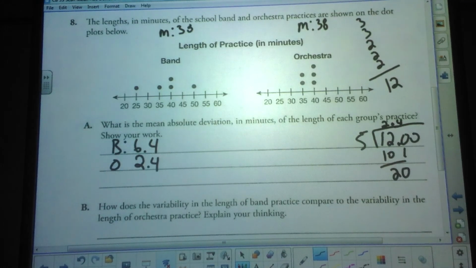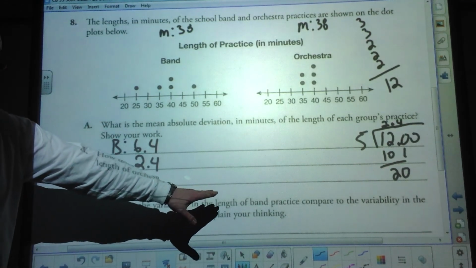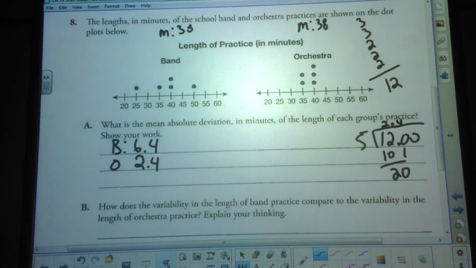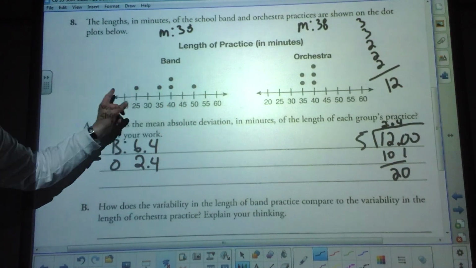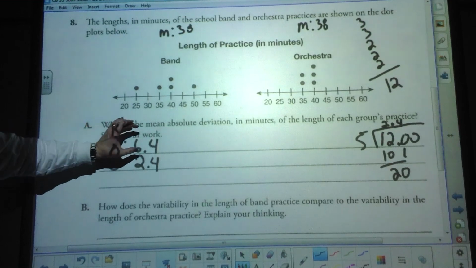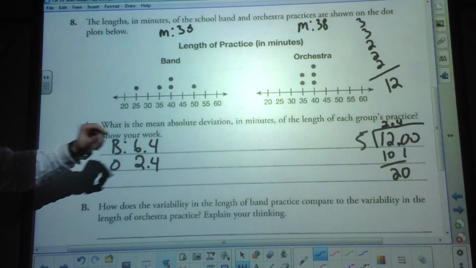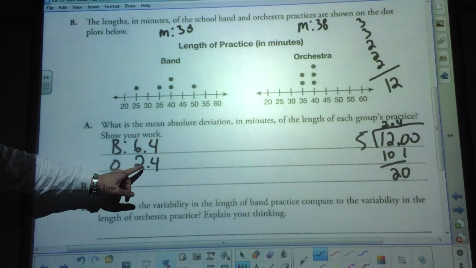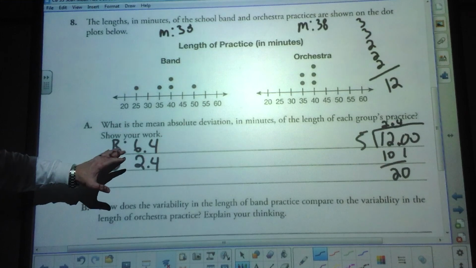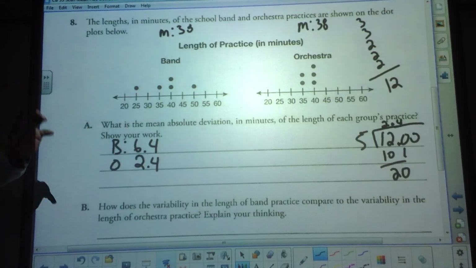Okay. How does the variability in the lengths of the band's practices compare to the variability in the lengths of the orchestra practices? Explain your thinking. Again, the band has a bigger variation. You can visualize that here, but you can also find that mean absolute deviation of 6.4. The higher it is, the more variable it is. The less predictable it is, the less constant it is. Whereas we have a mean absolute deviation of 2.4 here, which means that our data is more predictable, it is closer together, it is more consistent.